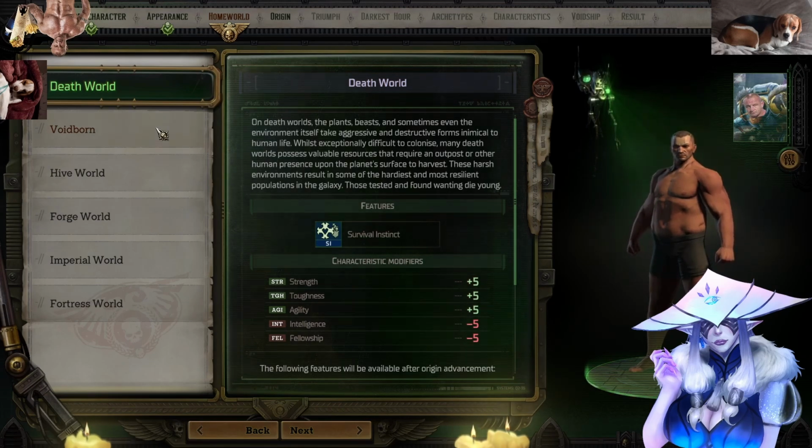So what options do we have? On death worlds, the plants, beasts, and sometimes even the environment itself take aggressive and destructive forms inimical to human life. While it's exceptionally difficult to colonize, many death worlds possess valuable resources that require an outpost or other human presence upon the planet's surface to harvest. These harsh environments result in some of the hardiest and most resilient populations in the galaxy. Those tested and found wanting die young. It does give +5 strength.